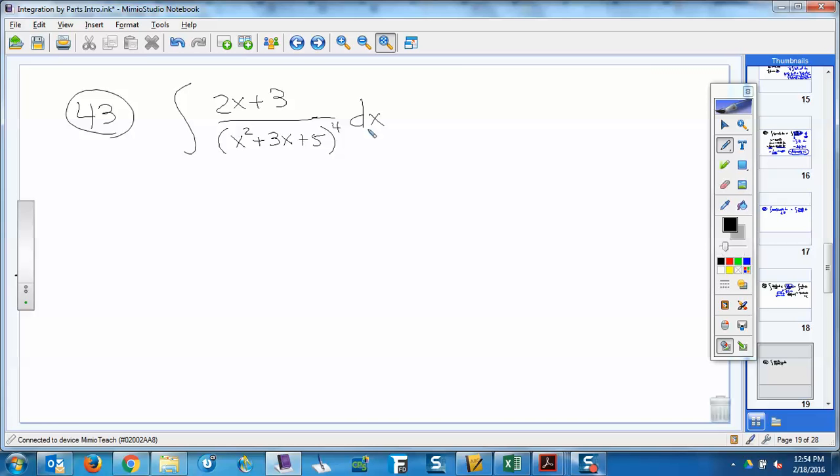Inside of the bottom. And if you're thinking two steps ahead, you've got this, because you're going to say, well, if we let u be the inside of the bottom, x squared plus 3x plus 5, the derivative of that is 2x plus 3 dx, which the 2x plus 3 is sitting right there. I'm not going to finish this one, but it's just a perfect u substitution. It ends up with a power rule, and then there you go.